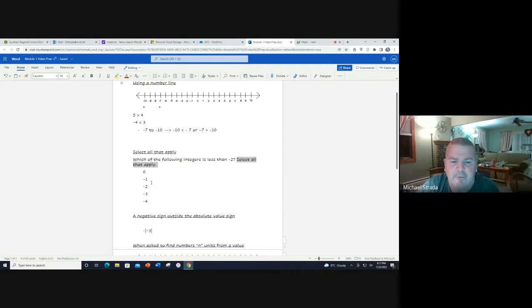So 0 is obviously greater than negative 2. Like we said, 0 is here, negative 2 is there. Negative 1 is also greater than negative 2, because negative 1 is here and negative 2 is there. Negative 2 is equal to negative 2. Make sure you read correctly, and distinguish between less than or equal to and just less than. This problem is saying less than, so since negative 2 is equal to, it's not. Negative 3 is to the left of negative 2, so negative 3 would be one you would select, and negative 4 is less than negative 2.